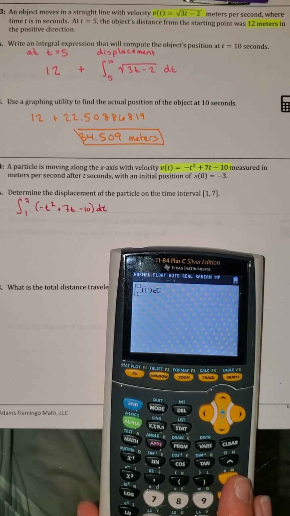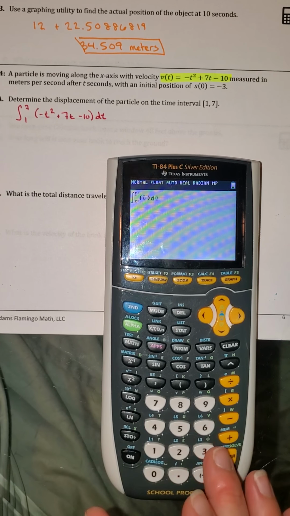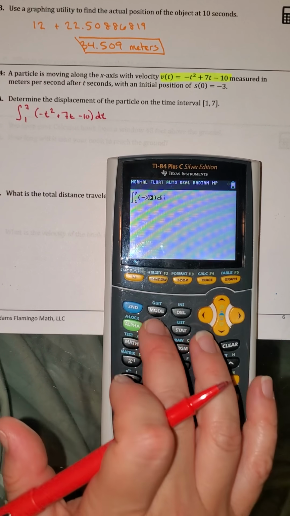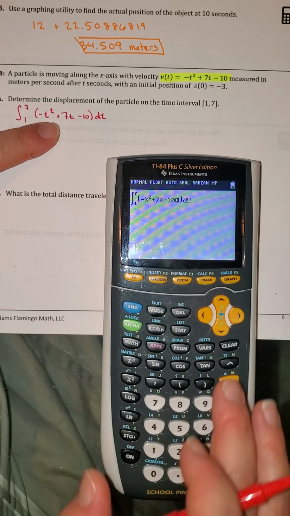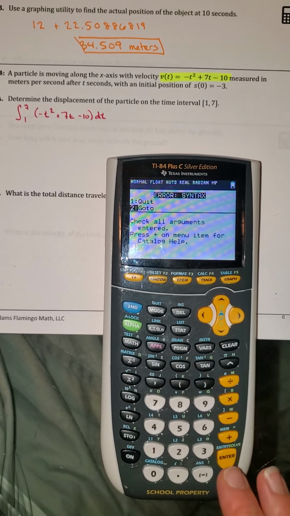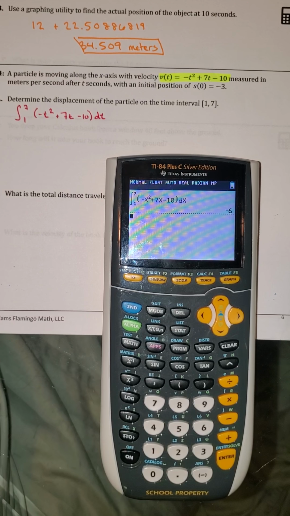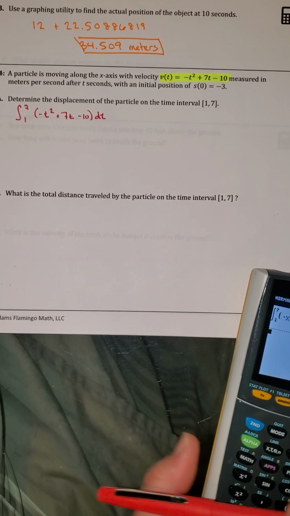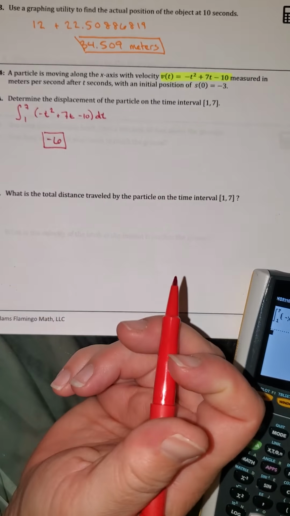Go down to number 9. Scooch this up a little bit. Alright, we're going from 1 to 7 of -x squared plus 7x minus 10 dx. What did I do? Oh, I haven't done that error in a long time. Okay, so we get -6. This is actually the displacement. We don't need to bring in -3. We don't need to have where we initially started. It's just -6 from where we started.